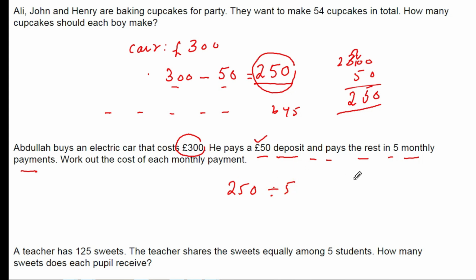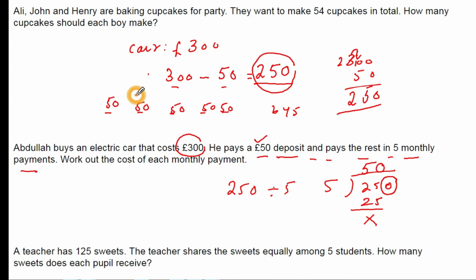You can use again your bus-stop method. 250 and 5, means 5 times 5 is 25, right? So there is no remainder, and the 0 which is at the end always goes on the top. So 50 is your answer. It means 50 each month he needs to pay. Look, now when you add 50s 5 times, you will get 250, right? 50 plus 50 is 100, plus 50 is 150, plus 50 is 200, and plus 50 is 250. Okay, so your answer is verified now.